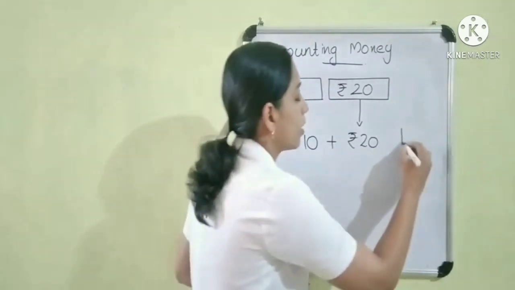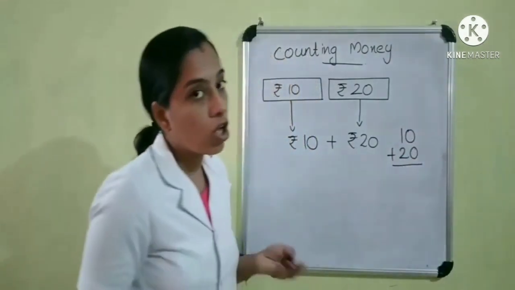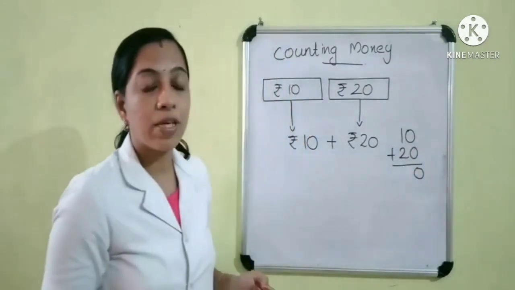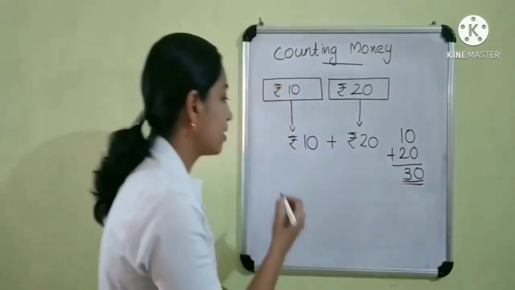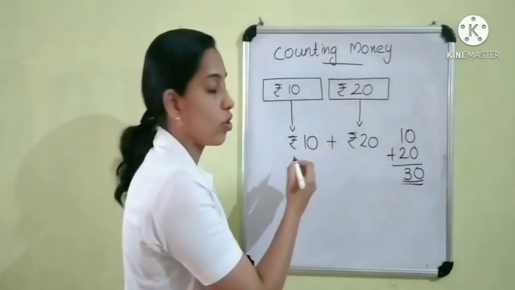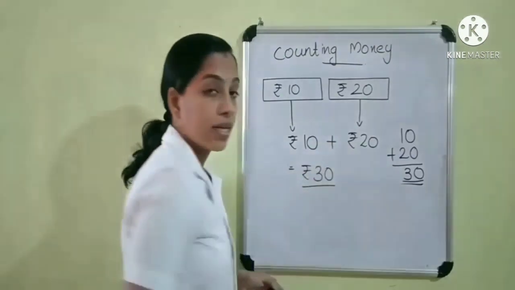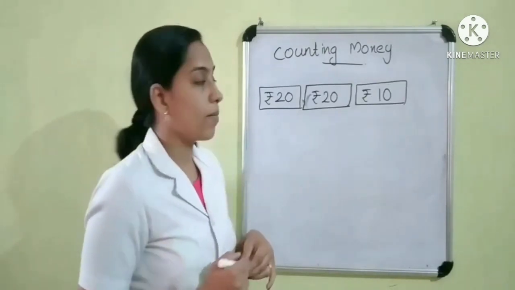Let us see. 10 plus 20. 0 plus 0, we know, that is 0. 1 plus 2, yes, 1 plus 2 is equal to 3. So the amount is 30. That is rupees 10 plus rupees 20 is equal to rupees 30. Is it clear, children? Yes. Let us do one more example.